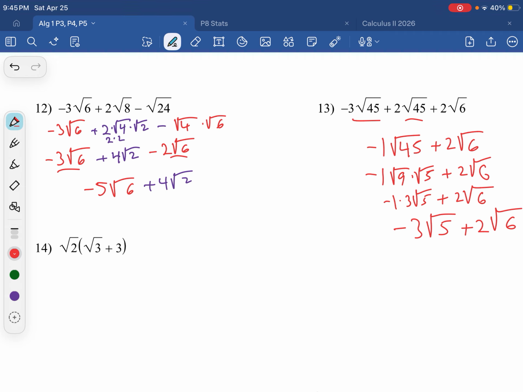In number 14, we're going to distribute when we multiply the radical. So this is the square root of 2 times the square root of 3 plus the square root of 2 times 3. We can multiply inside the radicals, the square root of 6 plus 3 square root 2.